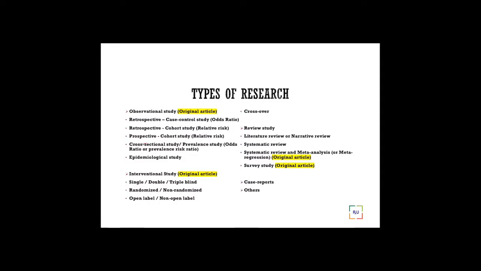Number one type is literature review and narrative review. In the next session, I'll cover each and every subsection with examples, so we will have a clear idea of the differentiation. What is the literature review and systematic review? Systematic review and systematic review with meta-analysis, or with meta-regression, or with survey study. We will try to cover everything one by one.